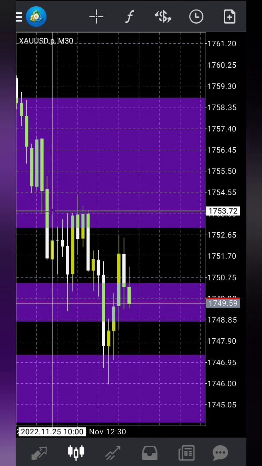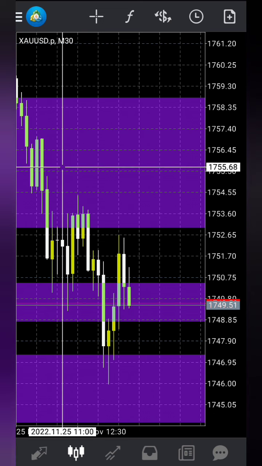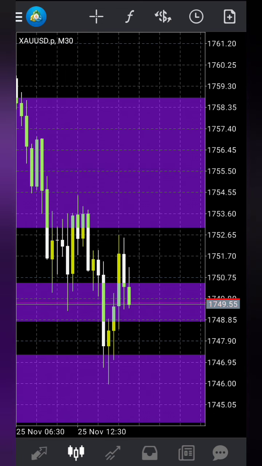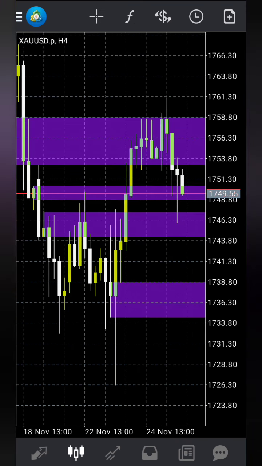From the higher shadow here, 20 pips or 30 pips. Okay, let's say 20 pips. This is 1755.72. The SL will be here, 20 pips away from the shadow. So once it hits SL, you can take some profit. Now let's move on to the next setup.